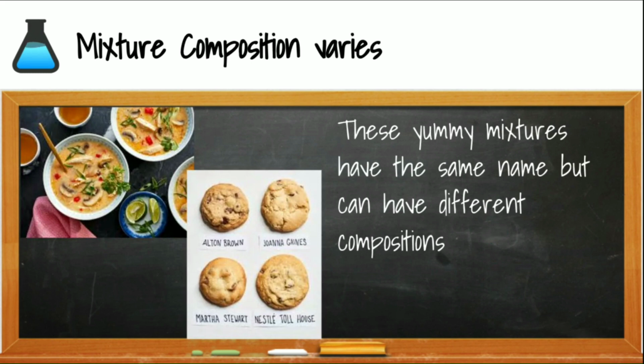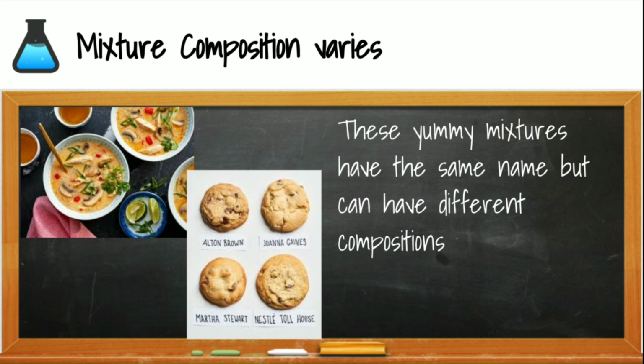So when we think about how mixtures can vary, I automatically think about food. So first you can see one of my favorite soups. It's a Thai soup called Tom Kha. And so this Thai soup is delicious, but in some restaurants you might get it and it'll be a little bit spicy. And another restaurant it might be very spicy. So the composition or the amount of spice in the soup can change.